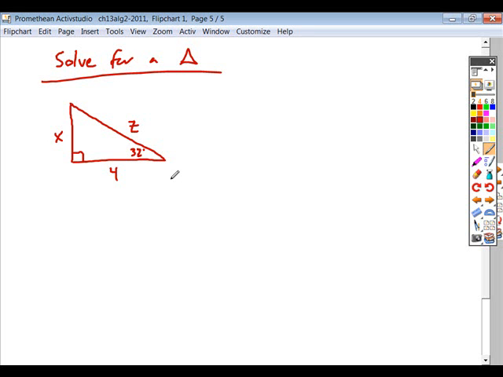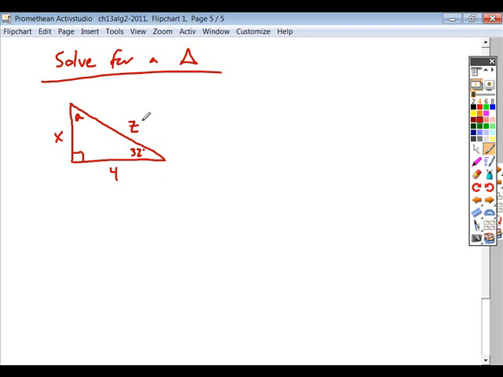How do you think we could find all the missing pieces here? So again, what we're looking for is, I'll call this A. So we have an angle A. We have two sides, x and z. Okay, how can we go about finding that?